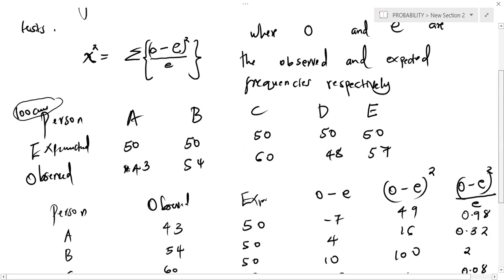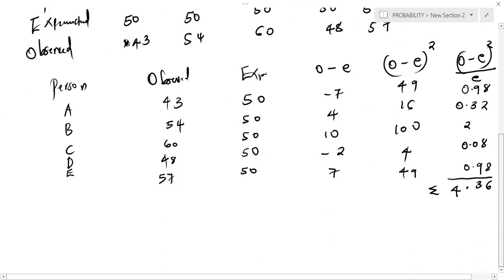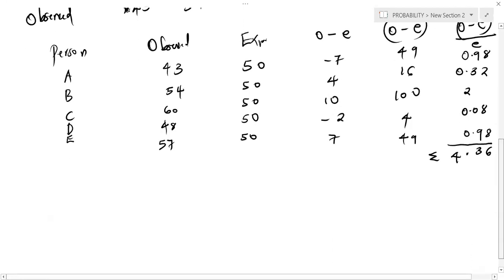So what you really need to remember here is this formula right here, and note down the observed and expected values of your data. Okay, fine, guys. I would like us to take up another example. Let's take up another example and see how it goes.